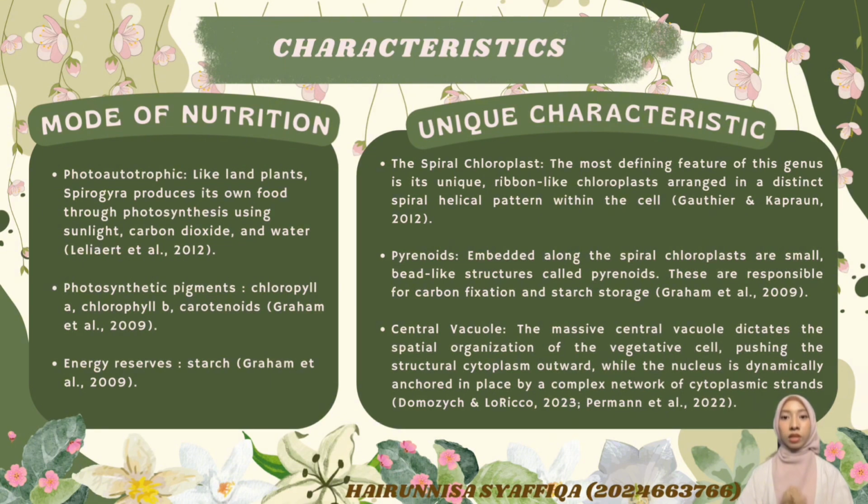The first and foremost is the spiral chloroplast, the most defining feature of this genus, which is a unique ribbon-like chloroplast arranged in a distinct spiral helical pattern within the cell. Next are pyrenoids. Pyrenoids are embedded along the spiral chloroplast and are small, bead-like structures. Pyrenoids are responsible for carbon fixation and starch storage. Last but not least is the central vacuole. The massive central vacuole dictates the spatial organization of the vegetative cell, pushing the structural cytoplasm outward, while the nucleus is dynamically anchored in place by a complex network of cytoplasmic strands.